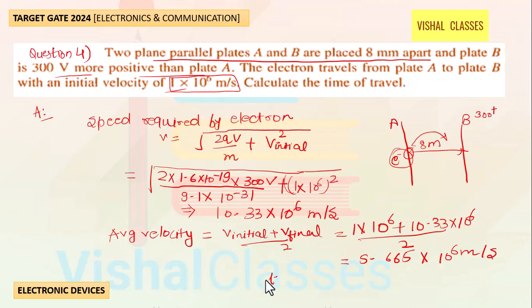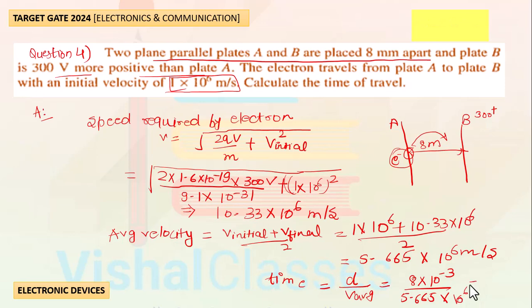And time is distance upon average velocity. Distance is given or not? 8 mm apart. Average velocity we have just calculated, 5.665 into 10 raised to power 6, and this comes out to be 1.4 into 10 raised to power minus 9 second.